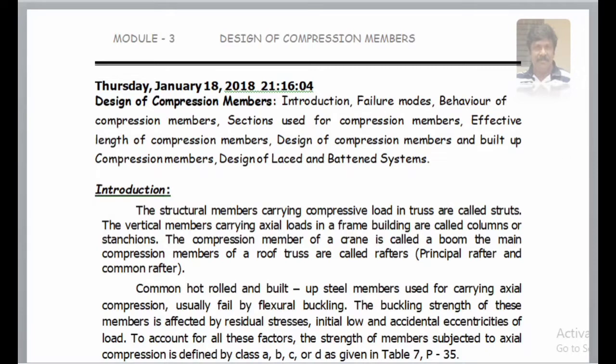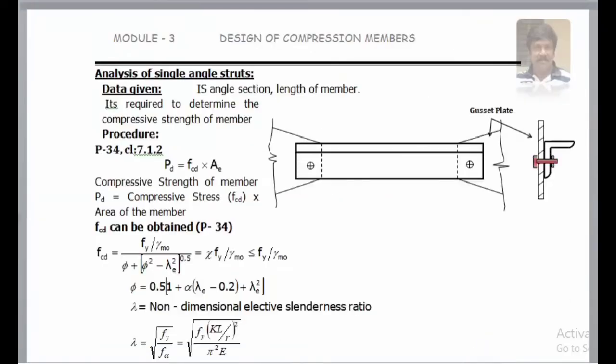and let us try to understand what is meant by a compression member. A structural member that is subjected to compressive force is called a compression member. Now, in the case of a roof truss, the internal members which are subjected to compressive force are called struts. The vertical columns in the roof truss can be called stanchions.